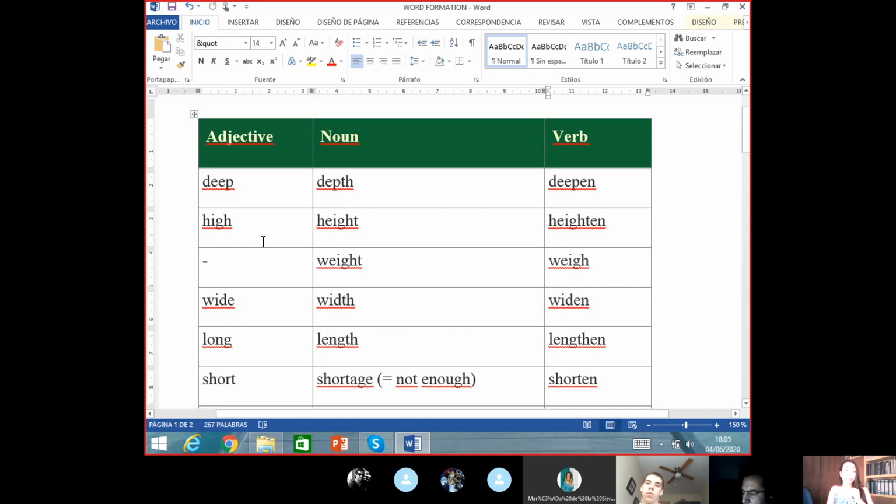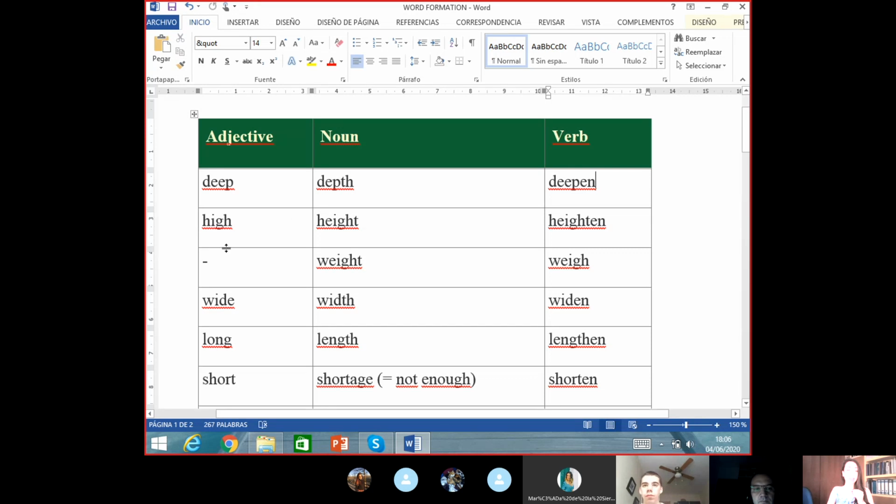Okay, for example, you have high, es alto, pero no para describir una persona. High, like the mountain height is 45 meters. So high, height, heighten would be translated as elevar. High, alto, height, altura, heighten, elevar. For example, if you wear heels, they heighten you.